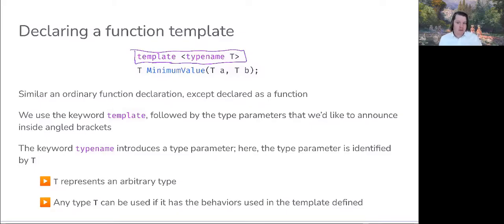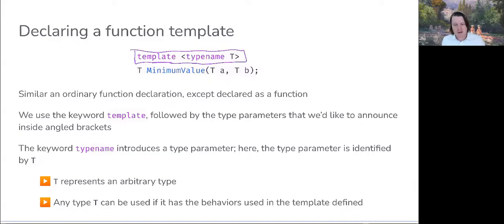And then the parameters that we're going to have to this function template will be introduced with typename inside the angled brackets. So the keyword typename introduces a type parameter. Here, the single type parameter that we're going to be using is going to be identified by T. And it doesn't always have to be a single type parameter. We could have multiple ones. We could have T1, T2, but T is going to be kind of the convention when we're declaring a function template with a single type parameter.